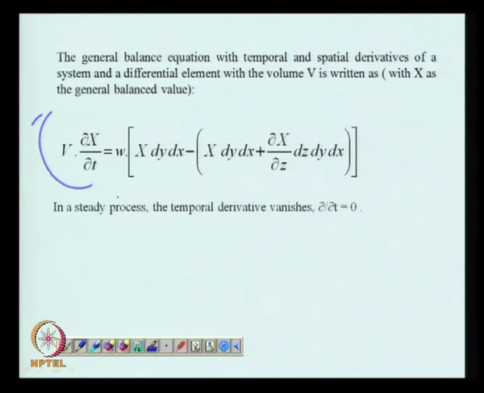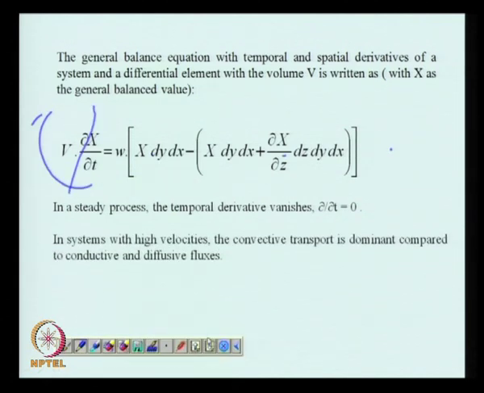So, if it is a steady state process, then this is going to be equal to 0, and this is simply in minus out plus or minus generation is going to be equal to 0. So, that is the standard form which we are mostly concerned with. So, in systems with high velocities, the convective transport is going to be dominant, and if it is a system with low velocity, but high gradient, then conductive and diffusive fluxes are going to govern. So, one has to think which one is going to be important.